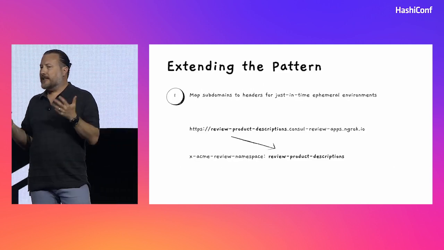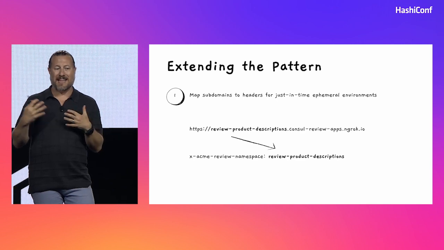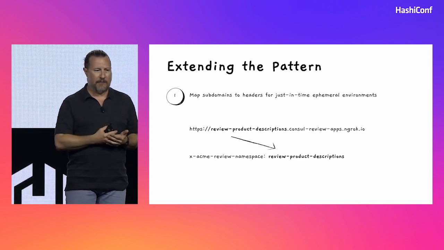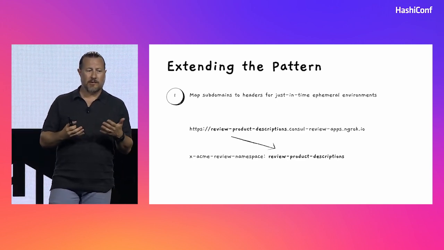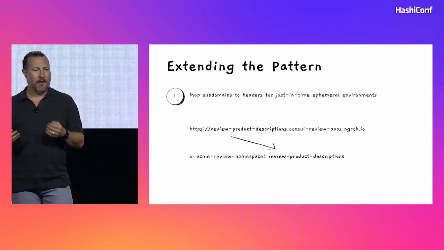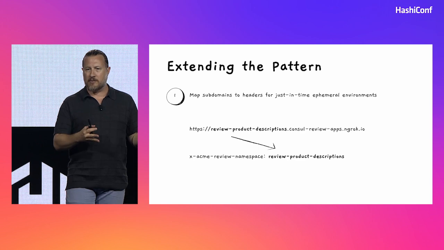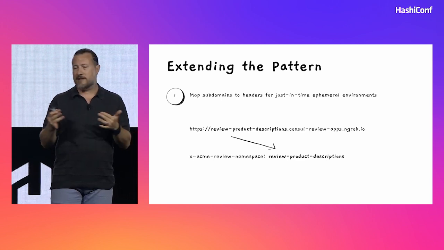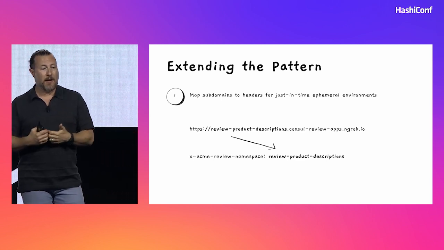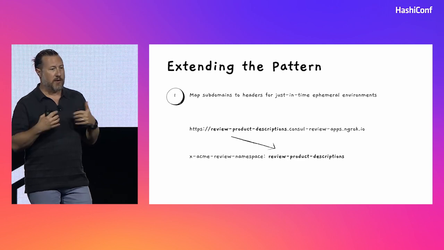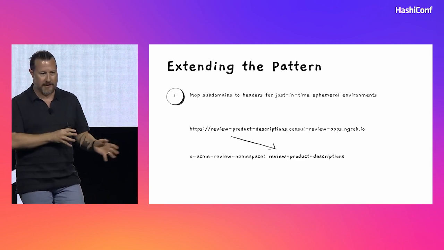So in closing, I'd like to leave you with a few ideas for how you might extend this pattern to add more value to internal platforms. The first is to use reverse proxy, API gateway, layer 7 load balancer, some sort of edge component to map subdomains to headers to create just-in-time ephemeral environments. This would allow users to view review apps without needing to do any sort of manipulation client side.